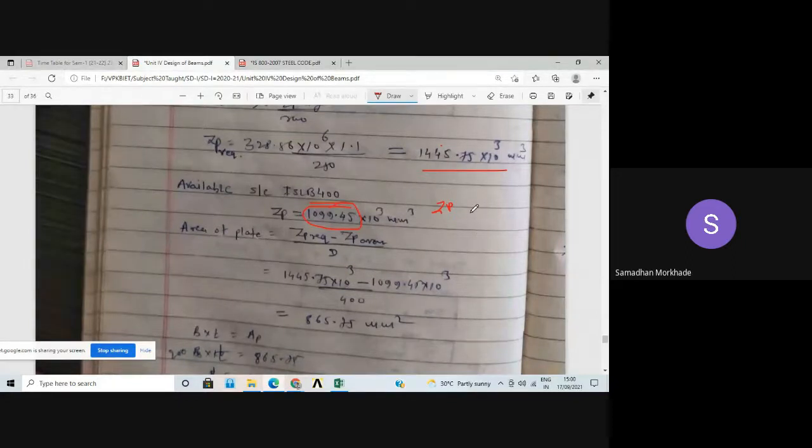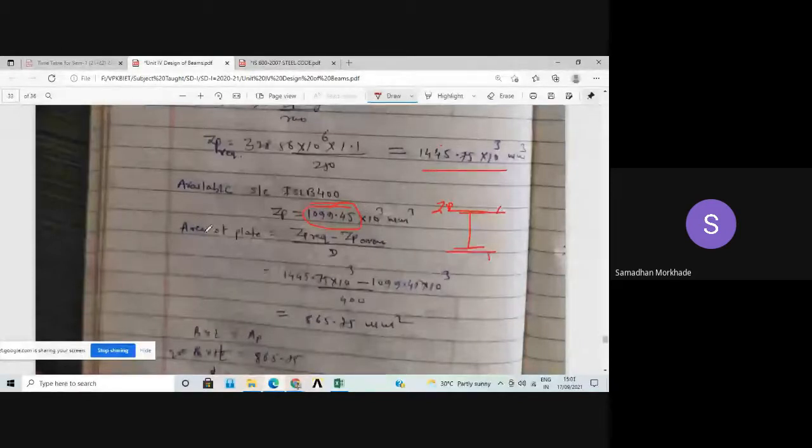Now our section is like this. I will draw one diagram. This is your I section, and to this I section we have to add a plate like this. These are the two plates. By addition of these two plates, our ZP is going to be increased. So now we have to calculate the area of this plate.